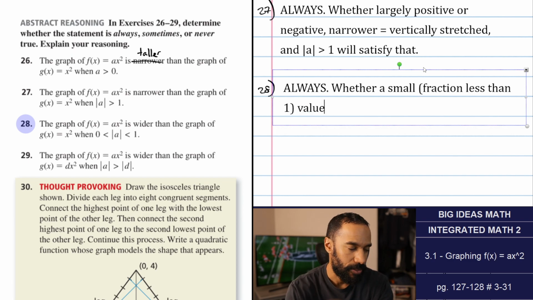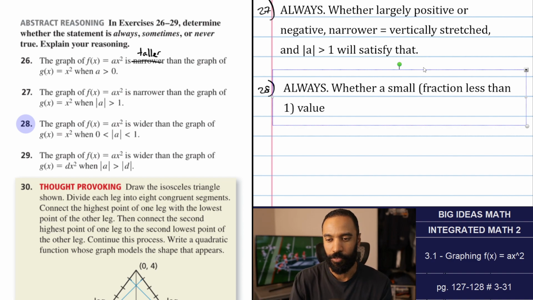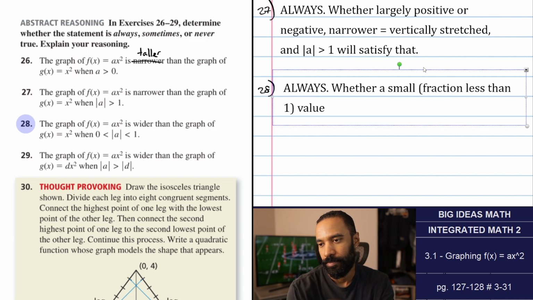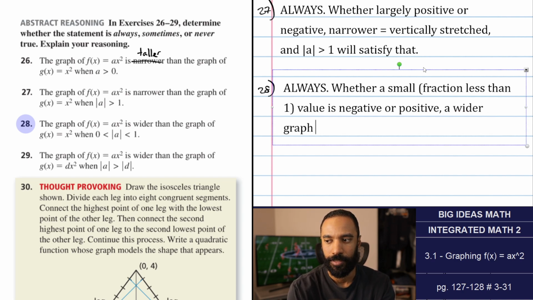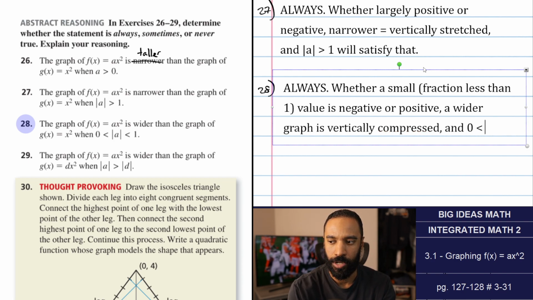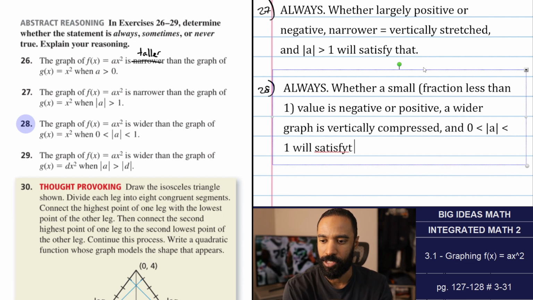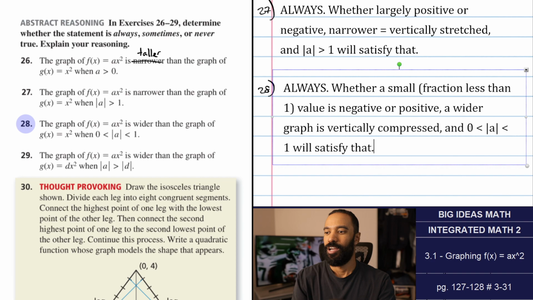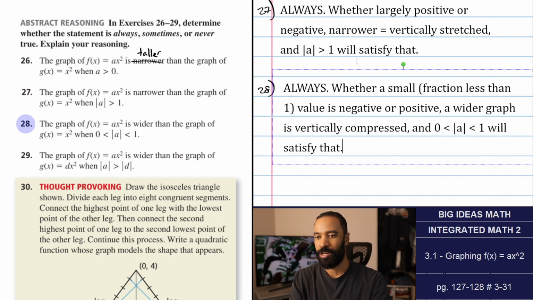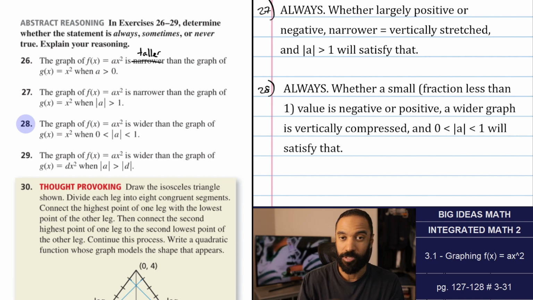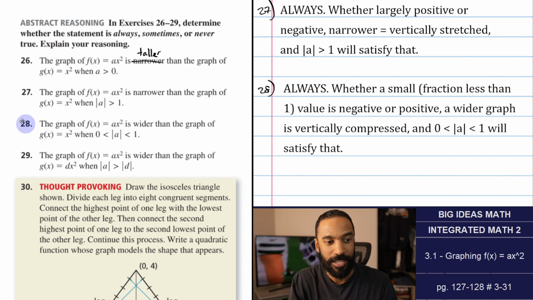value, when I say less than 1, I mean that between negative 1 and 1. Hopefully that makes sense. Whether a small value is negative or positive, a wider graph is vertically compressed. And 0 is less than a, less than 1 will satisfy that. So again, I'm not sure if I'm mentioning that best, but I am getting the right answer. See, justifying something really is like in a proof, and with proofs you can't prove by example. The sometimes cases I can. So I can just say an example when it does and does not work.